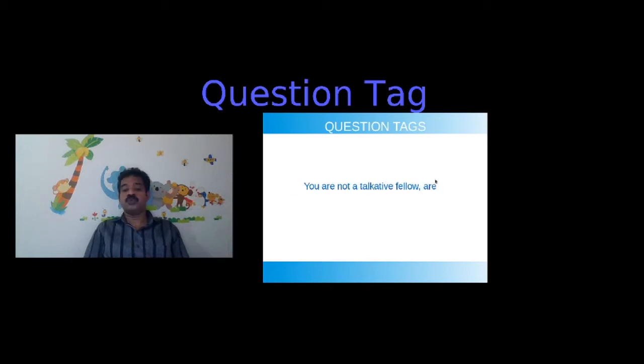And so it becomes, you are a talkative fellow, are... What is the next rule? The next sentence should be positive or negative. So is the sentence positive or negative? This is a negative sentence. So when it's a negative sentence, our tag should be positive.